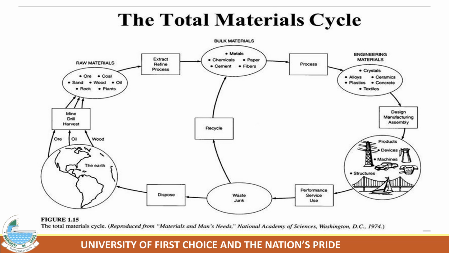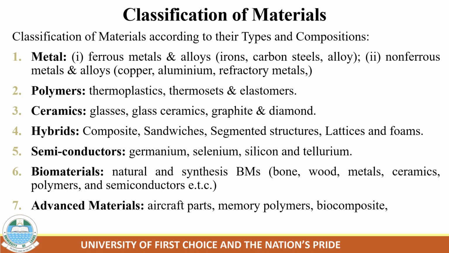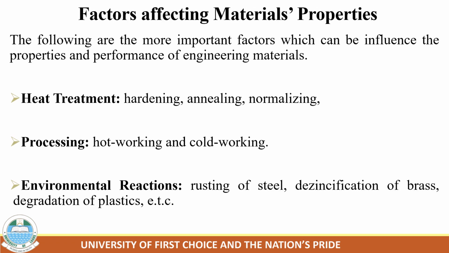And also, we discussed the classification of engineering material based on the engineering field, and classification of engineering material based on types and composition of the materials. We discussed the different engineering materials that we have, like metal, ceramic, plastic, biomaterial, and advanced material in the previous lesson.